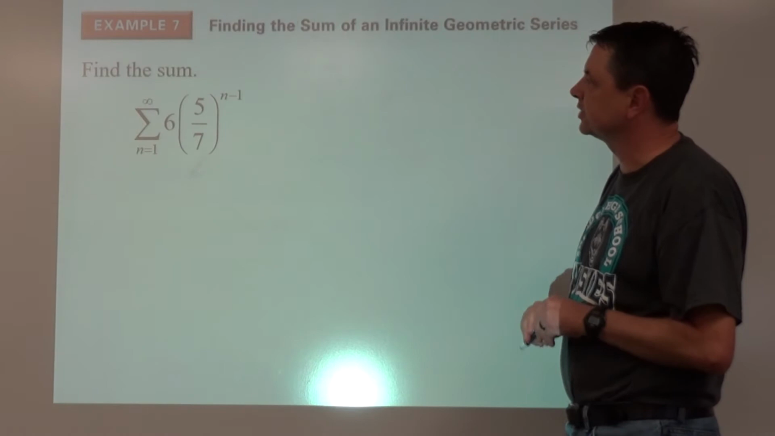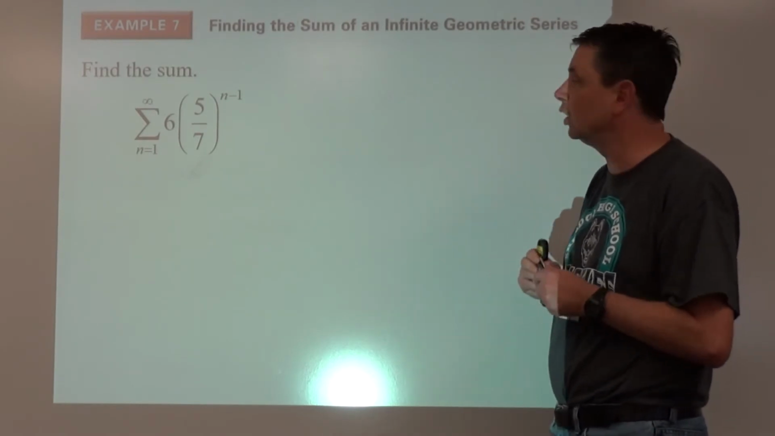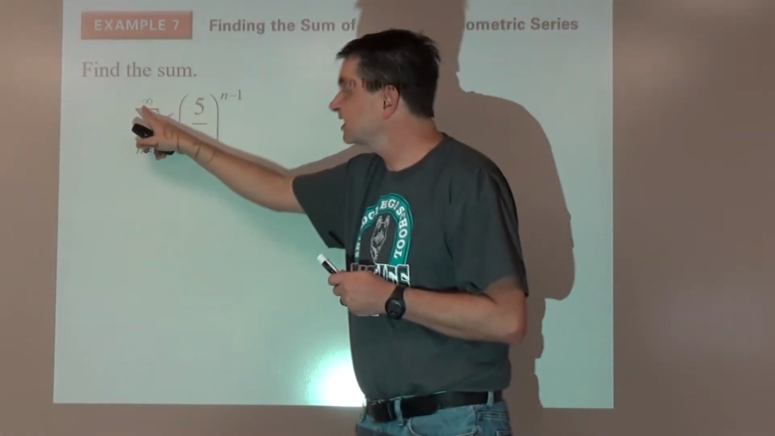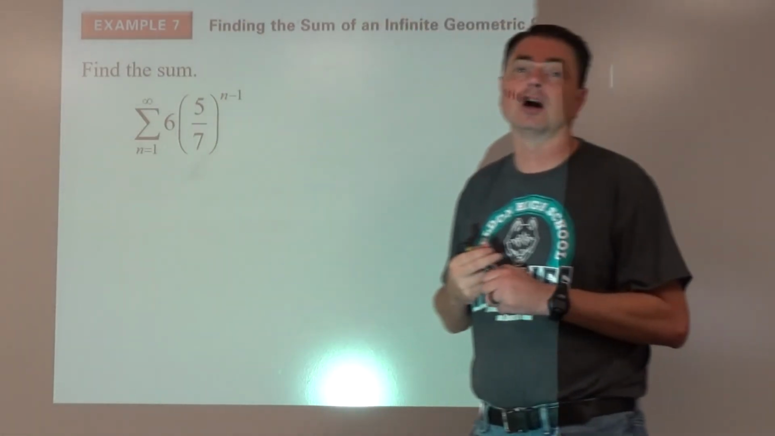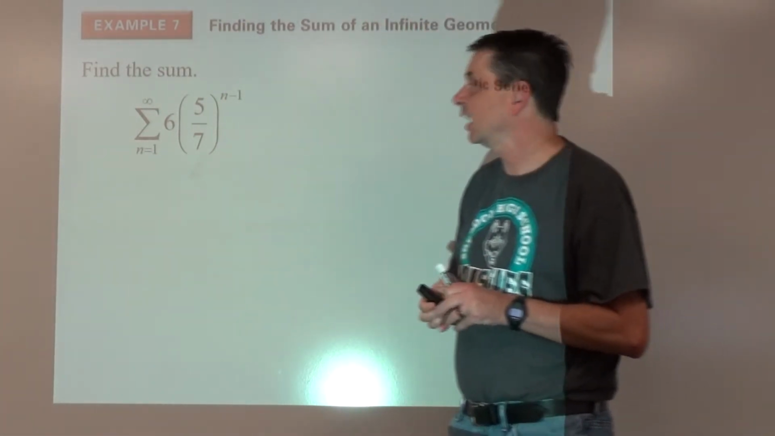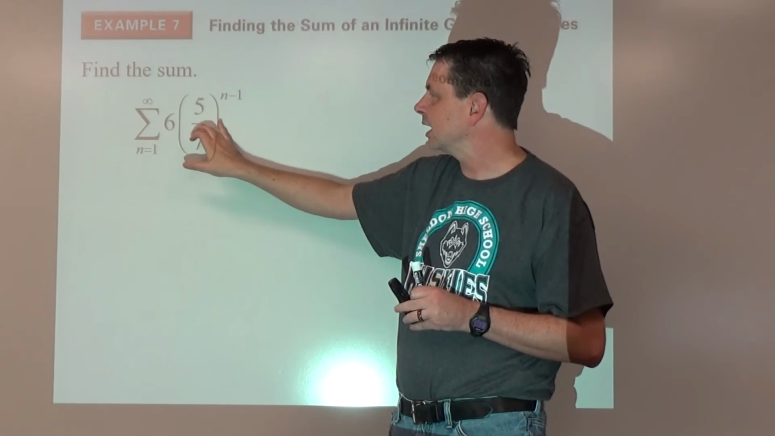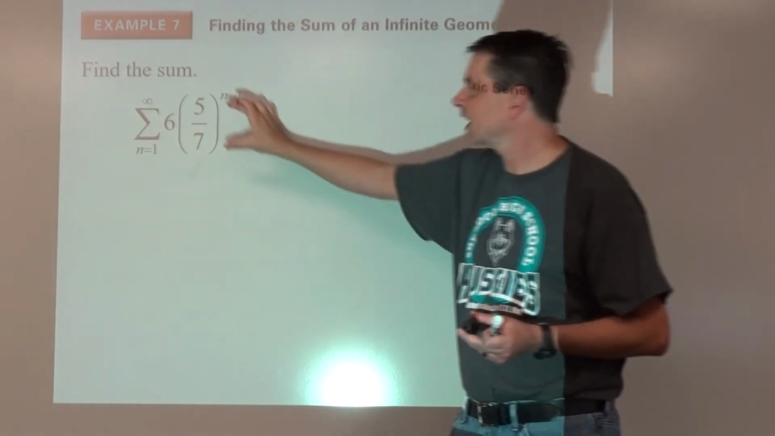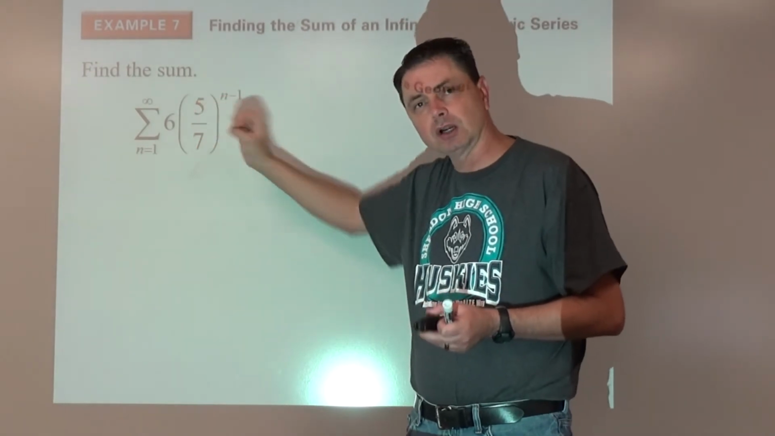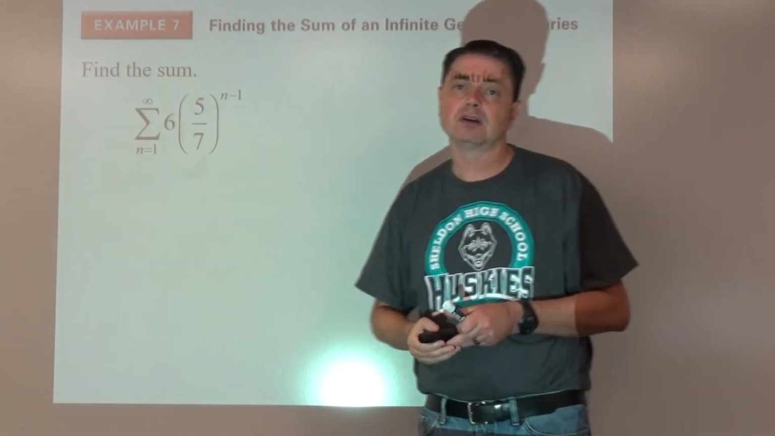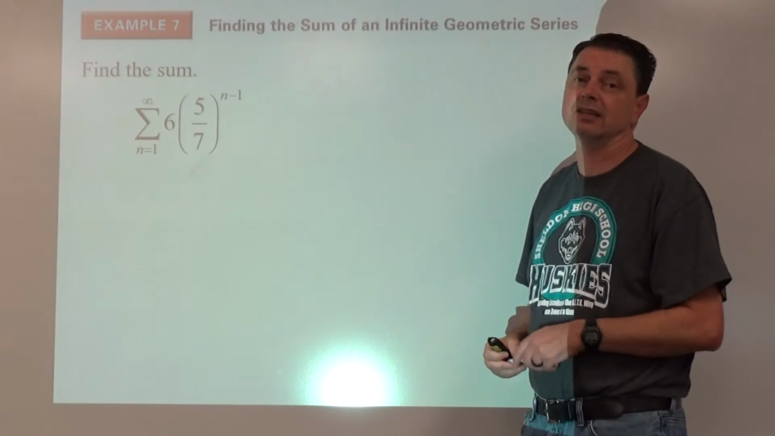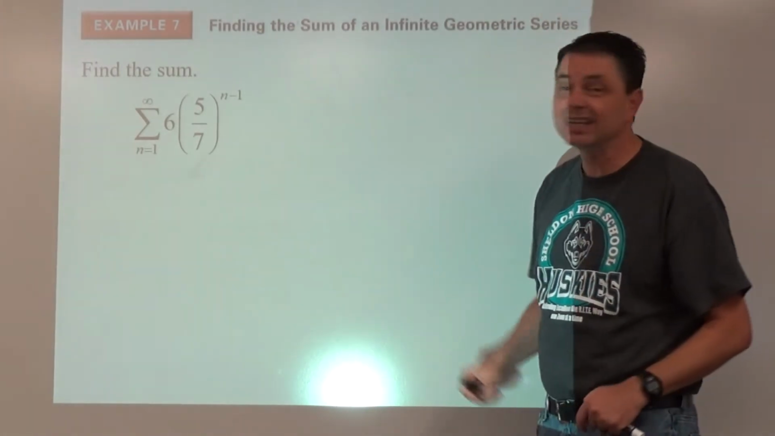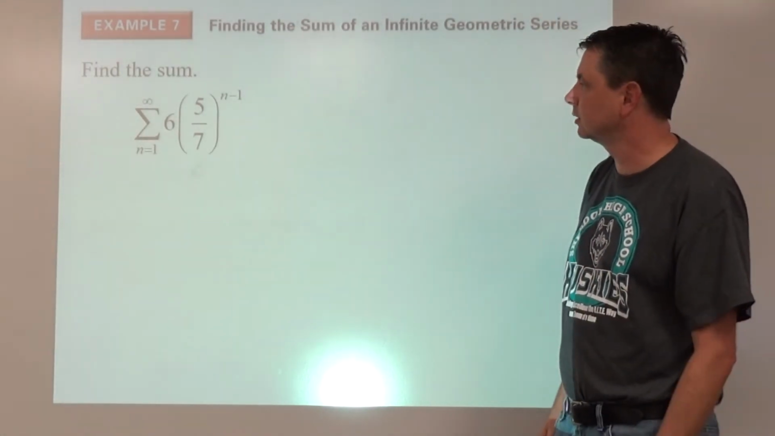Example number 7, find the sum. How do we know that it's infinite? It's got the infinity symbol as our upper limit of summation. And we know it's geometric because it's a times r to the power of n minus 1. Will this one work? I think so. Here's our r, the absolute value of 5/7 is 5/7, and that's less than 1. So the formula will work for us here.